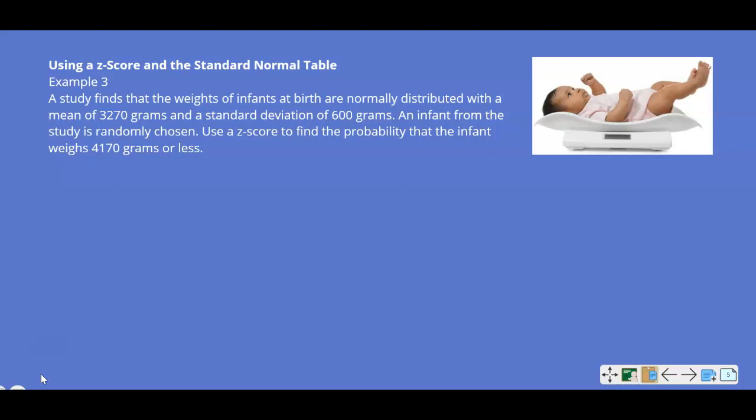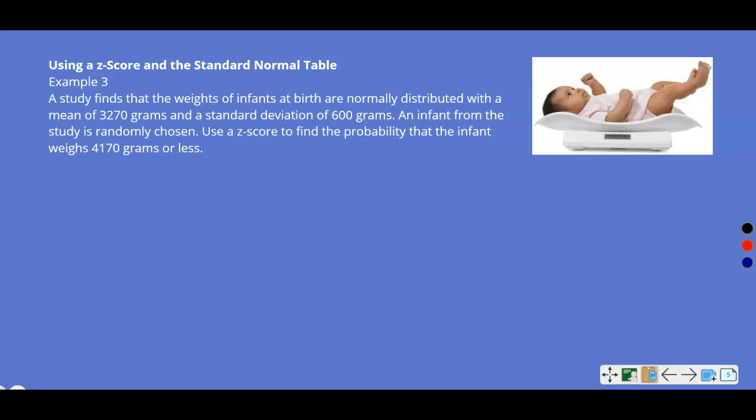An infant from the study is randomly chosen. Use a z-score to find the probability that the infant weighs 4,170 grams or less. All right, if you're like me, you're kind of curious, what is 3,270 grams equivalent to in pounds and ounces? 3,270 grams is about 7 pounds, 2 ounces for all those curious minds. All right, now let's use the z-score.